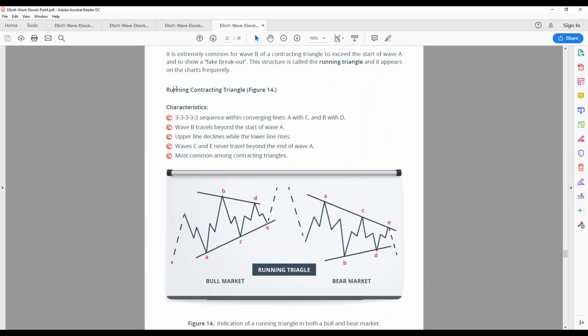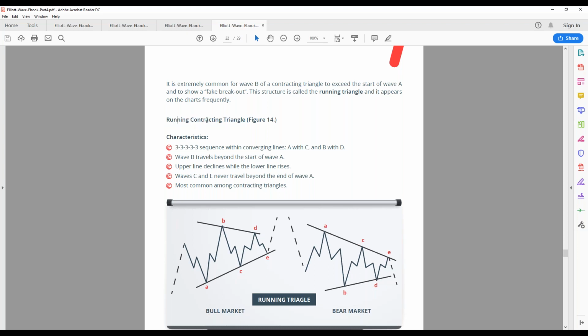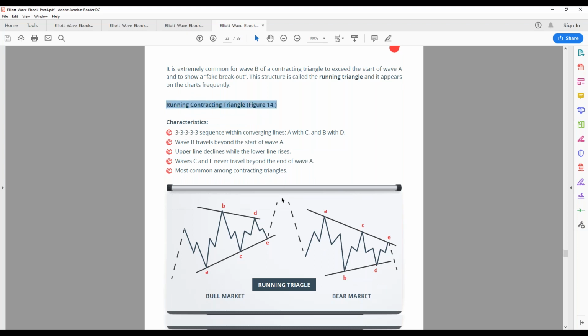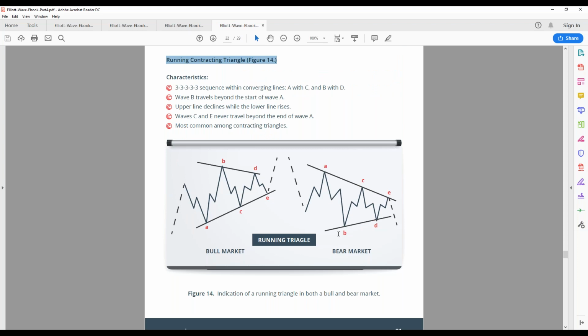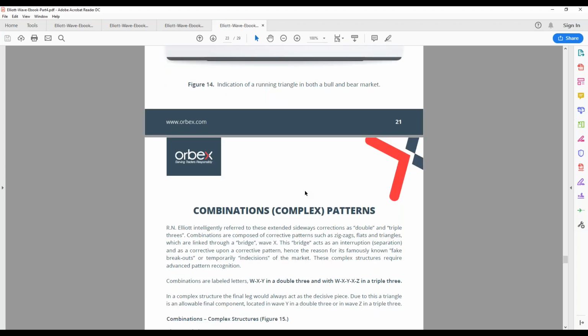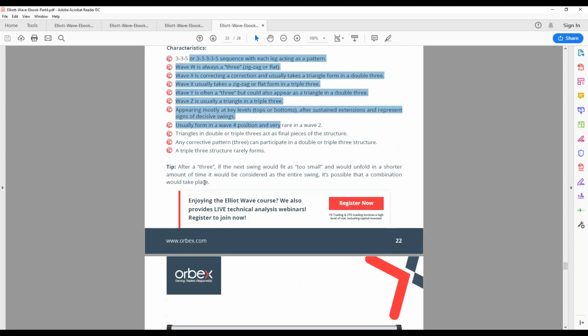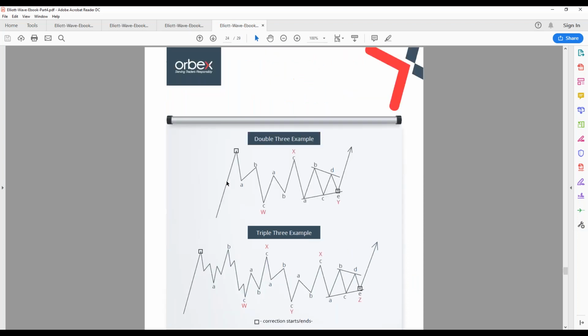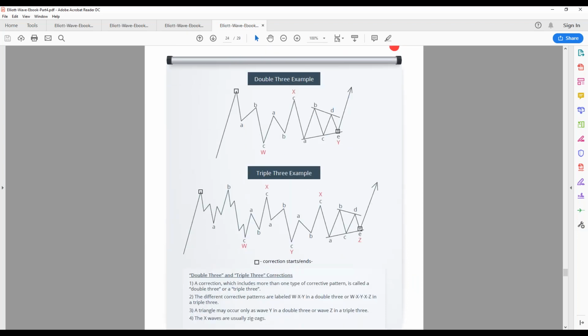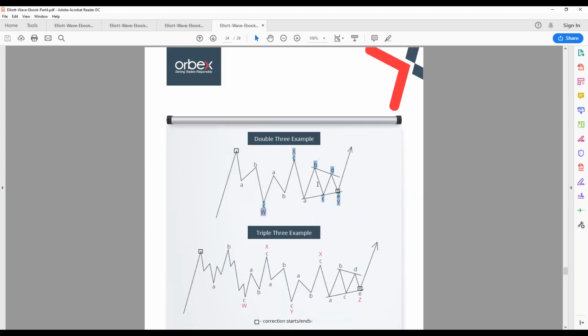The most important is the running triangle, the most common type of triangle these days, a contracting triangle, which is a running contracting triangle, in which the B wave exceeds the start of A and then continues in a contracting manner. Then combinations WXY and WXYXZ, some guidelines, very important things right here, and how they actually unfold, and examples of double and triple threes. But this is what makes the real difference.